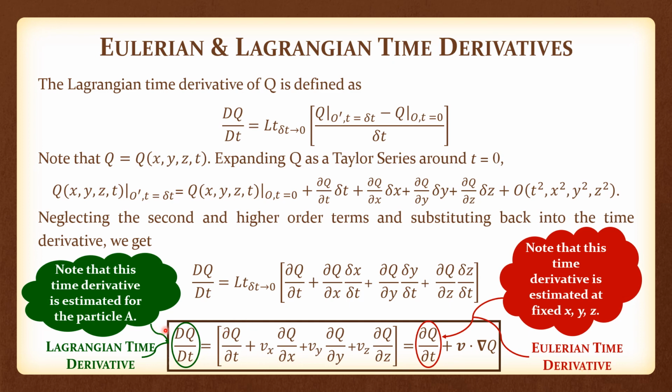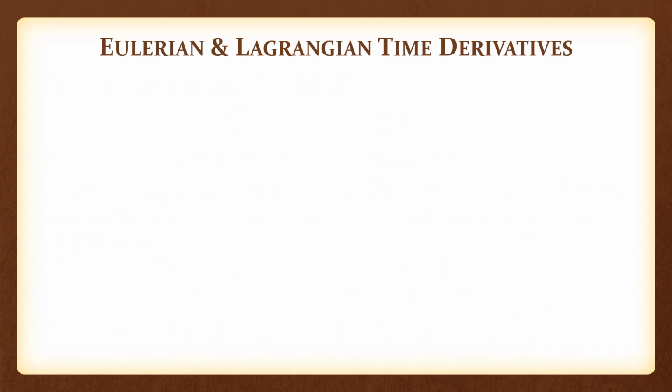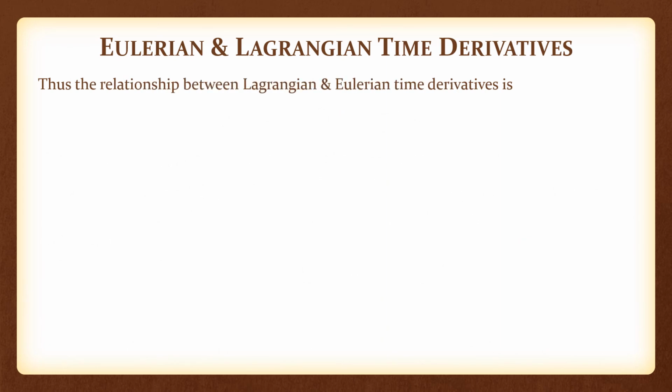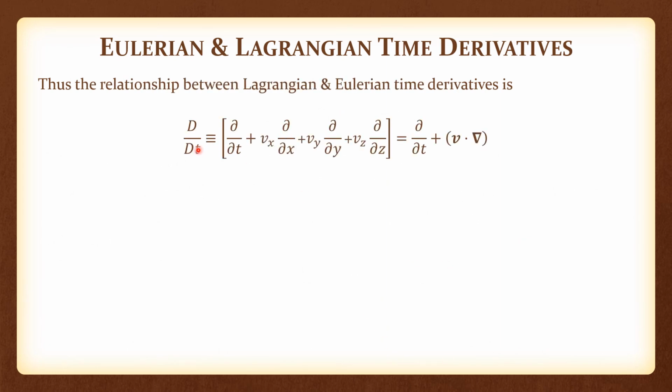Therefore, if I were to look at the Lagrangian differential operator d by dt and the Eulerian operator dou by dou t, they are related by this particular relationship. D by dt is dou by dou t plus v dot del. Of course, d by dt operating on some function, whether it is a scalar valued quantity or a vector valued quantity, does not matter.